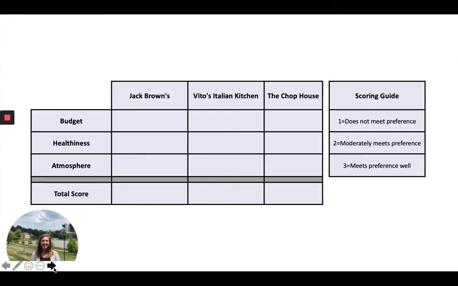The second tool that we are going to walk you through is a graph to help you assess the priorities that you have that go along with your decision. So, like you can see here at the top, we have our restaurant options, the top 3 that we chose. For you, this is where you would choose your different majors. So we have Jack Brown's, Vito's, and the Chop House. And down here, we have things that we really need to be considering as we make this choice.